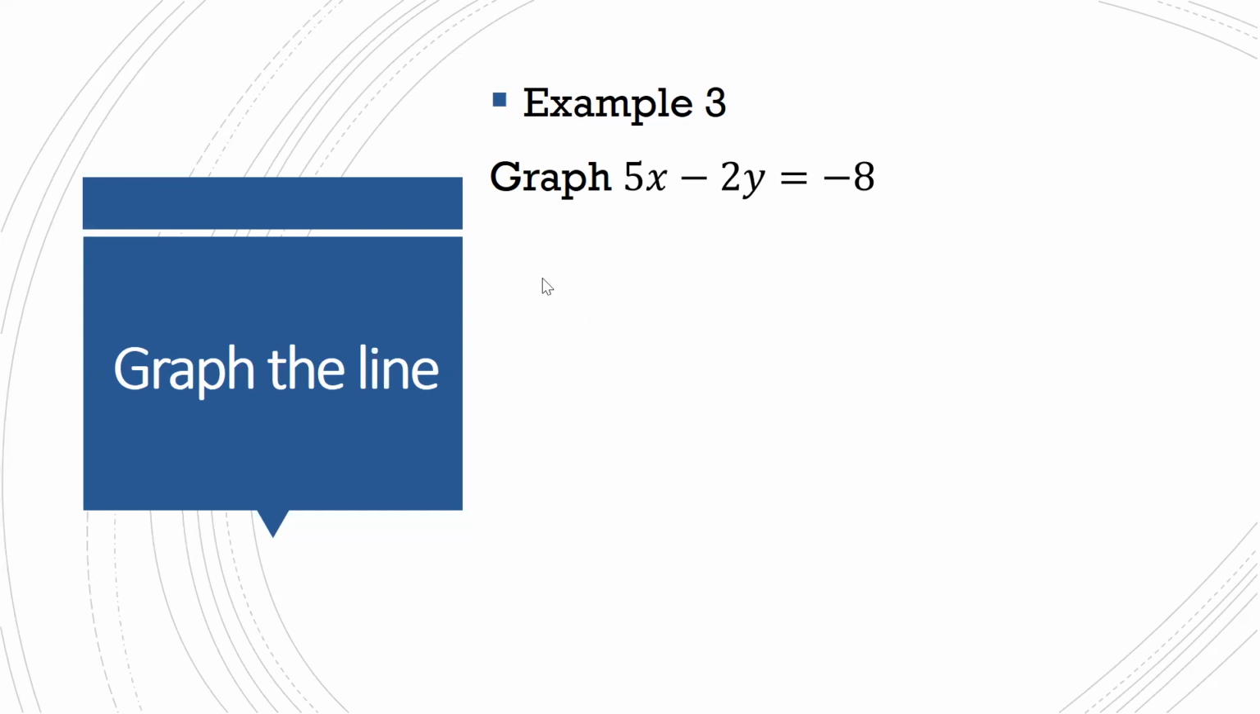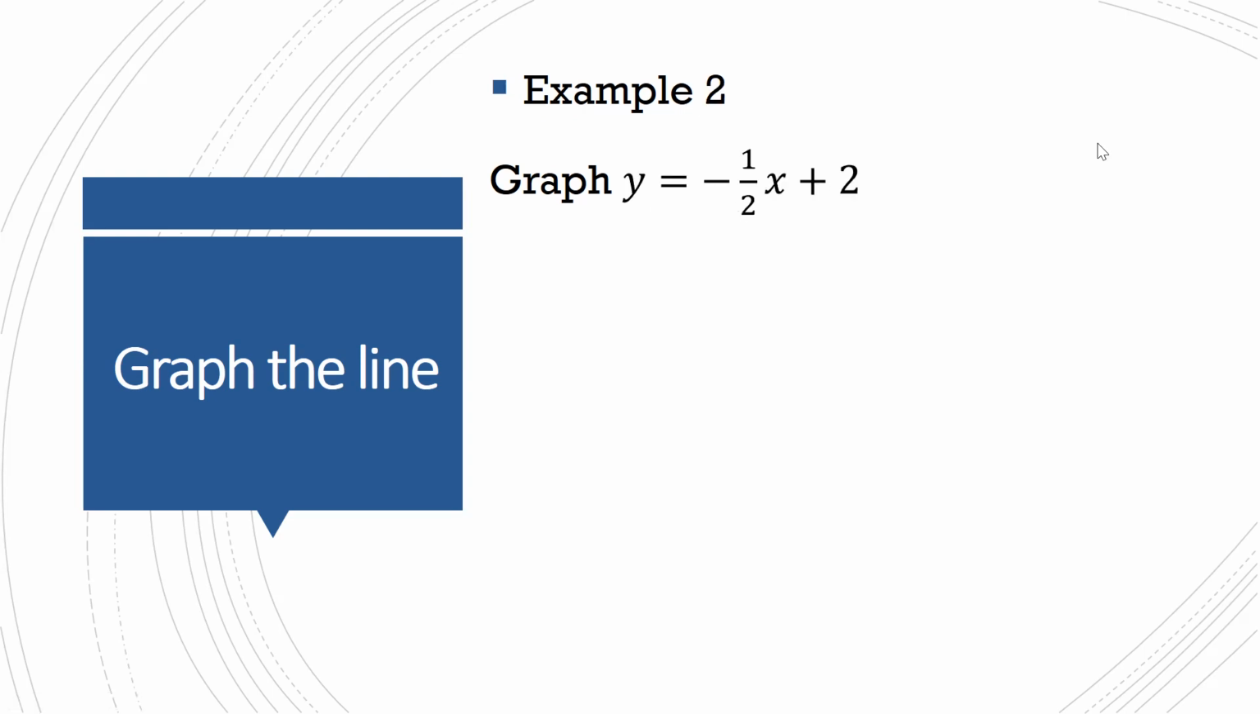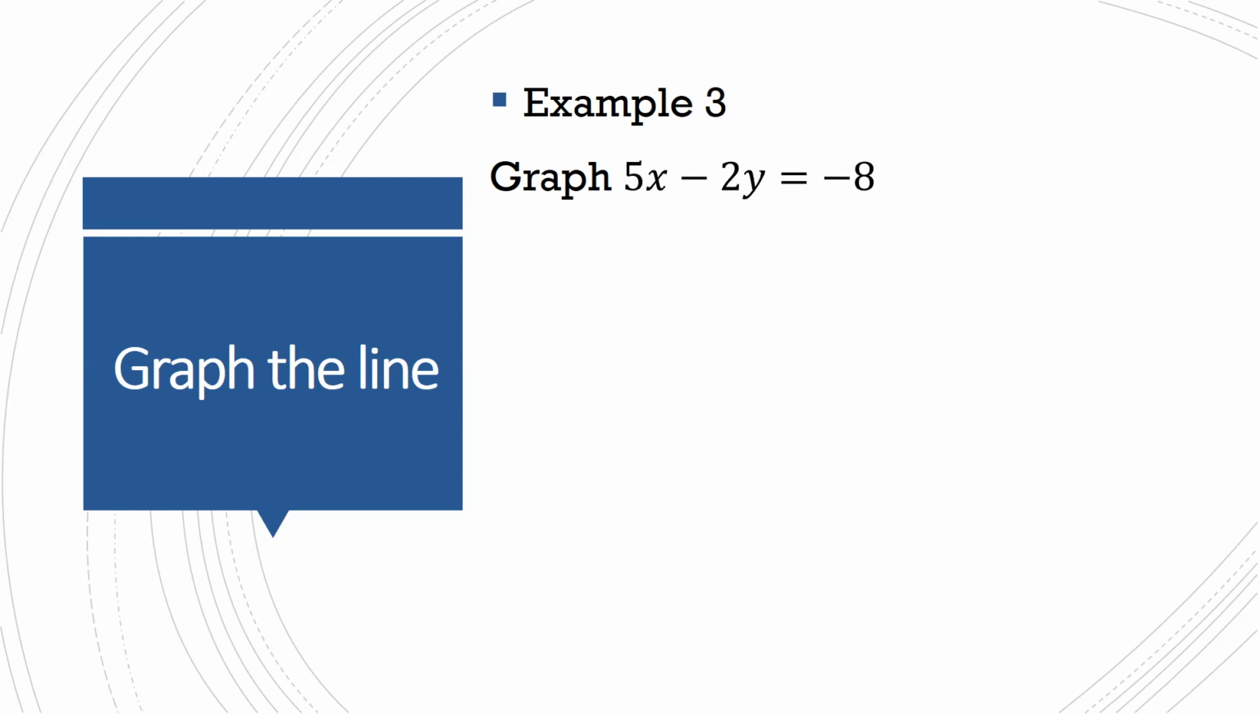Let's look at another example. Here we have example 3, and we're asked to graph 5x minus 2y equals negative 8. So this one obviously is different than our previous one, because our previous equation had y equals on one side. So it was really easy to plug in values for x. Now we have 5x minus 2y equals negative 8. You can approach this in a couple of different ways, and I'll show you both.